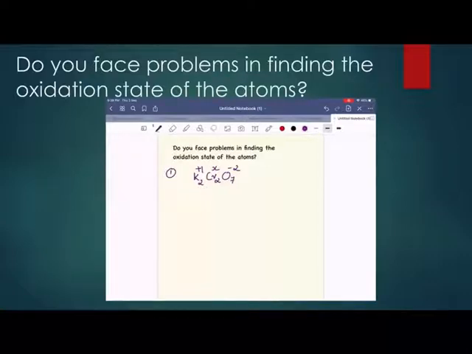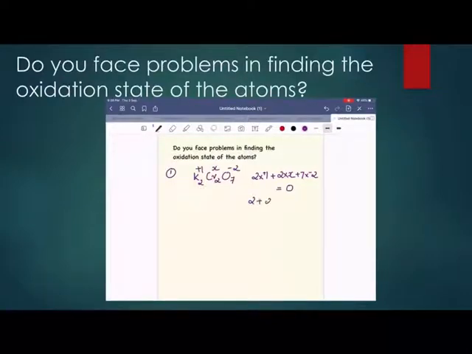We will do that. 2 potassium atoms are there. Each potassium atom has an oxidation state of +1. So 2 into +1 plus 2 chromium atoms, and we do not know the oxidation state of chromium, so that is x, plus 7 oxygen atoms. Each oxygen atom has an oxidation state of -2. If we add all these, we should get the sum as 0.